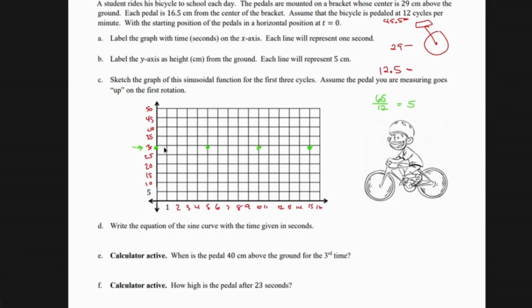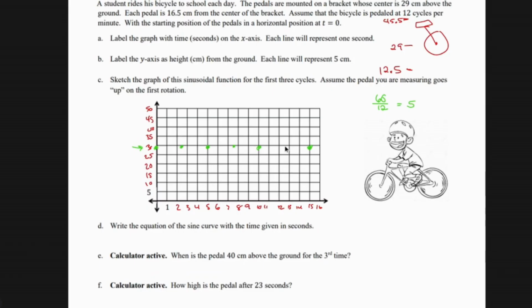Now what this means is he is going, does it say counterclockwise? Sketch the graph. Assume the pedal you are measuring goes up the first rotation. So we're going up, down, back. So halfway through, it's going to be 29 again. Halfway through, 29.